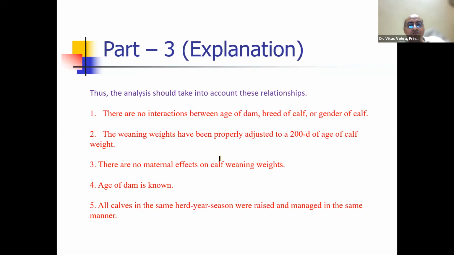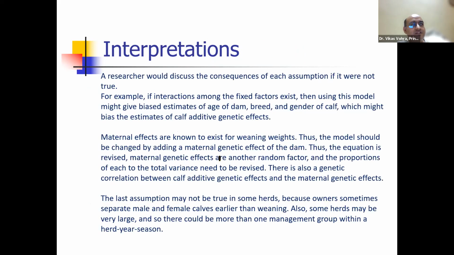In this case this particularly seems to be met, because age doesn't have an effect on the breed or the gender. The second assumption is that the weaning weight has been properly adjusted for 200 days of age of the calf. So we have assumed that all the calves were measured at the age of 200 days. And we assume that there is no maternal effect on the weaning weights of the calf at the age of weaning, and age of the dam is known. That is also assumed. And all calves in the same herd year season were raised and managed in the same manner. So the same management was given to them. So these were the limitations, or assumptions we have made.